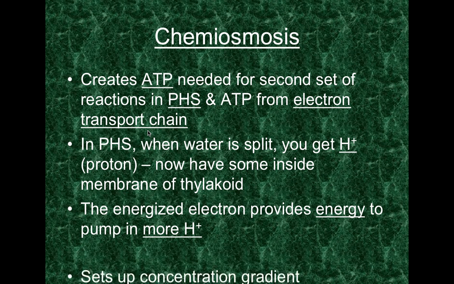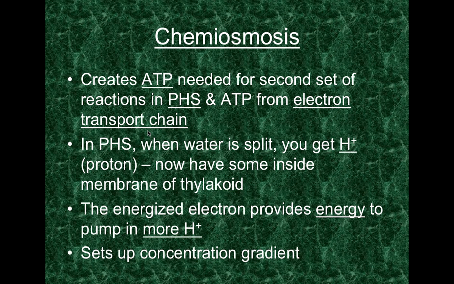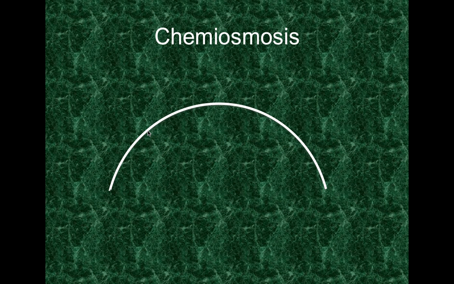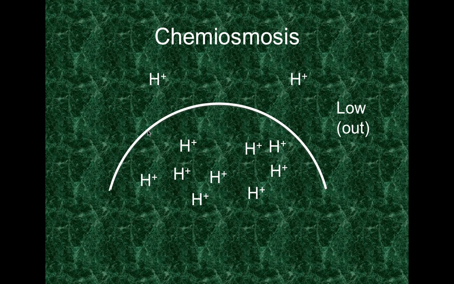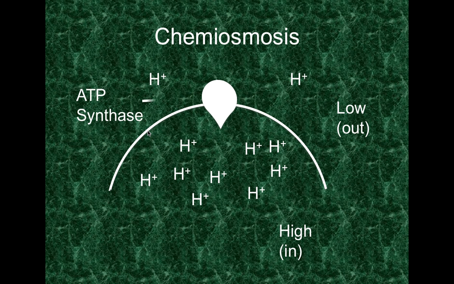So this is what it kind of looks like. So it sets up a concentration gradient. So you guys can draw this. This is your membrane, okay, and we have H+. So we have a low concentration on the outside and a high concentration on the inside of the membrane. And there's this little molecule here called ATP synthase, and it spins like a top. And as it spins, it pulls hydrogens from the inside to the outside, and through that process, it actually creates ATP.